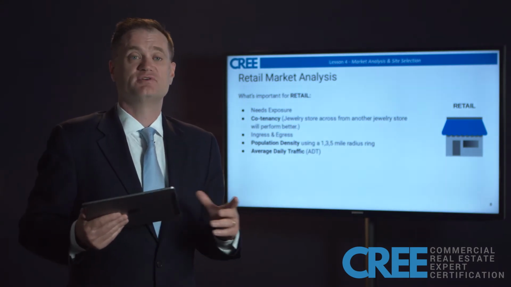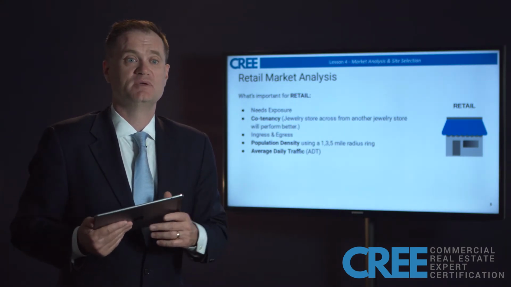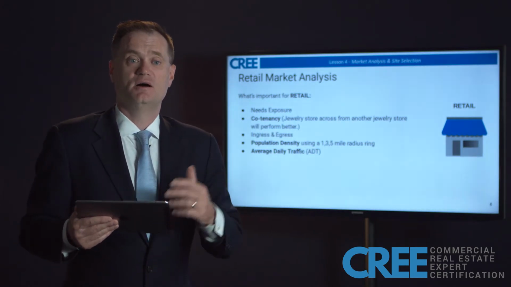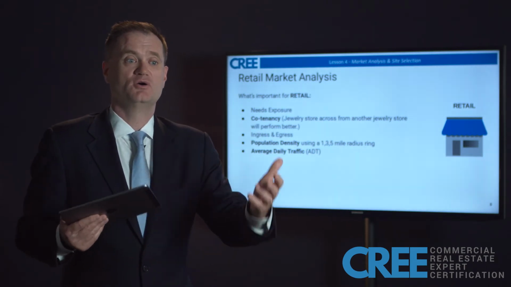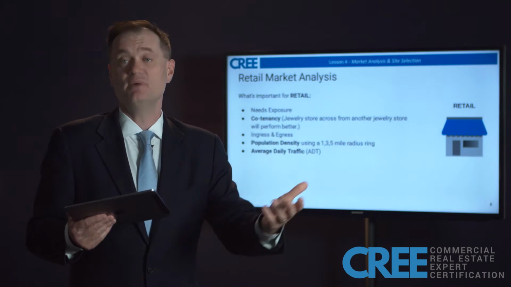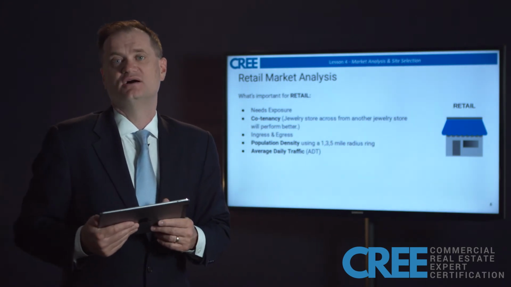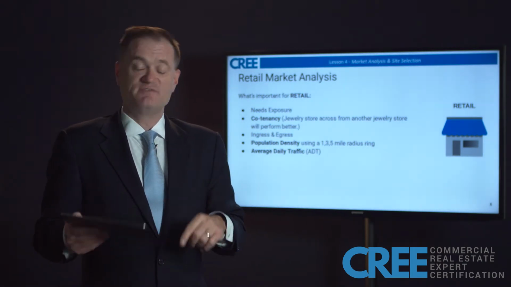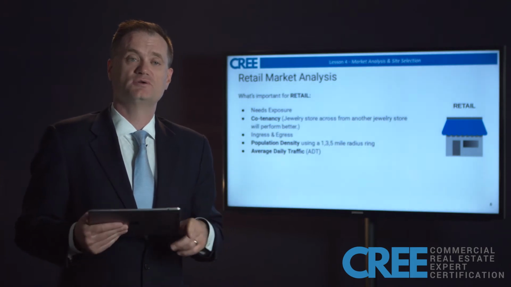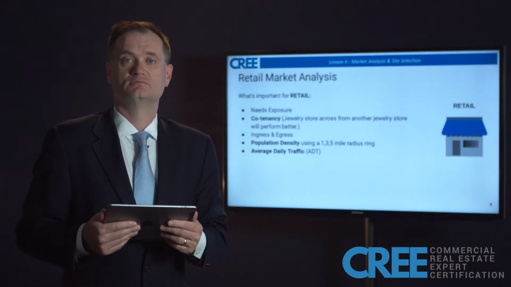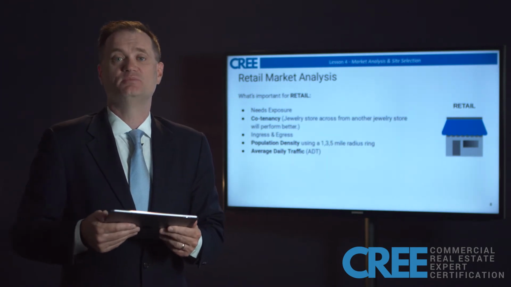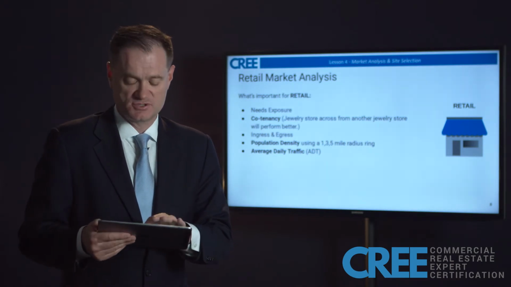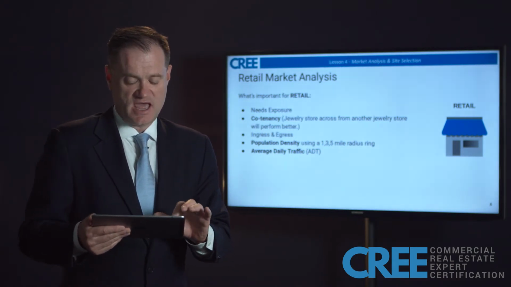So if you're right off the freeway, maybe your 5 mile radius ring has a certain limited amount of people within that market, but a 5-minute drive time may take you 10 miles away. It just depends on the type of traffic and infrastructure that currently exists. Also, the average daily traffic, or ADT, is very, very important for your retail uses that rely on people driving by. Your coffee stores, your fast food operators, all rely on heavy average daily traffic.